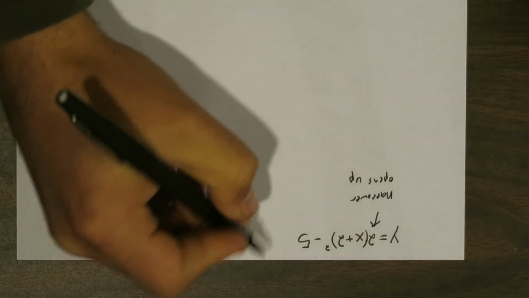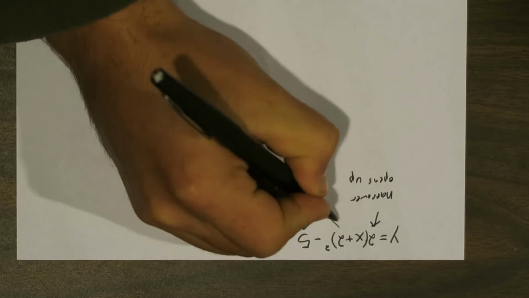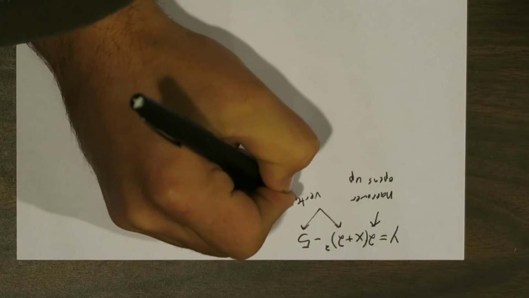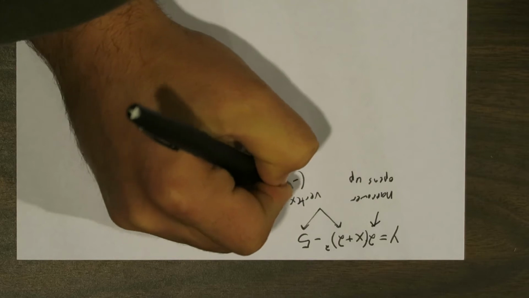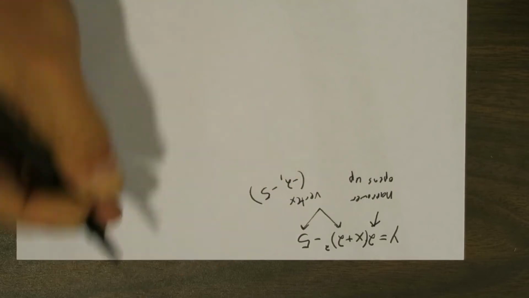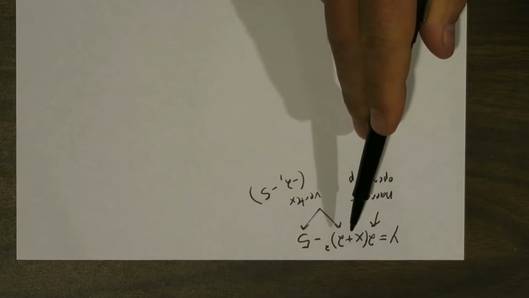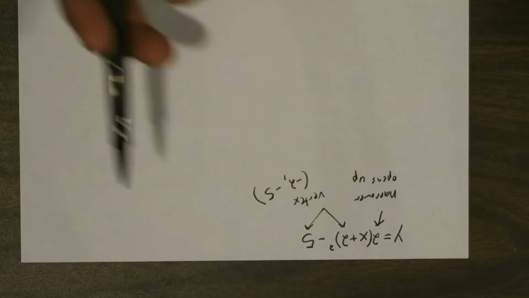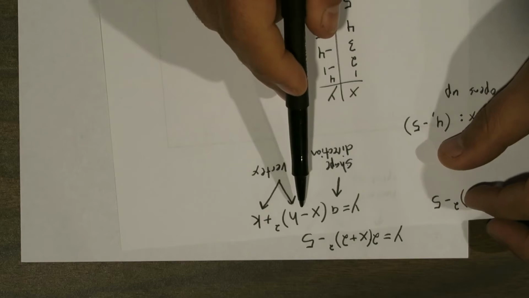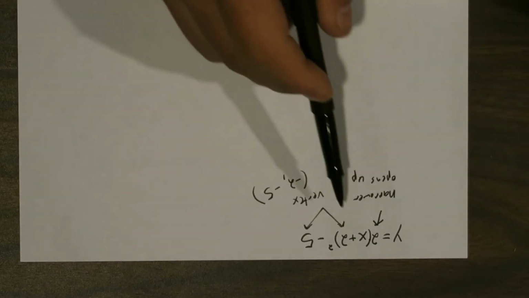So these tell us our vertex is at negative 2, negative 5. So even though this is a positive 2 right here, the h is always the opposite of what it appears. Because if we look at graphing form, see that opposite h?